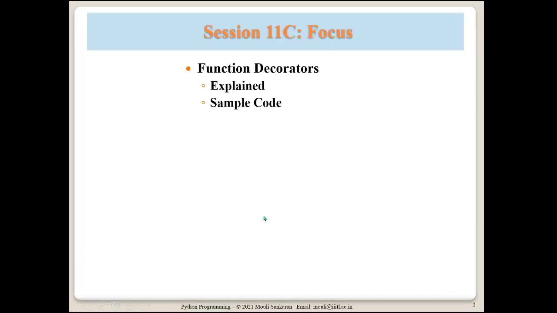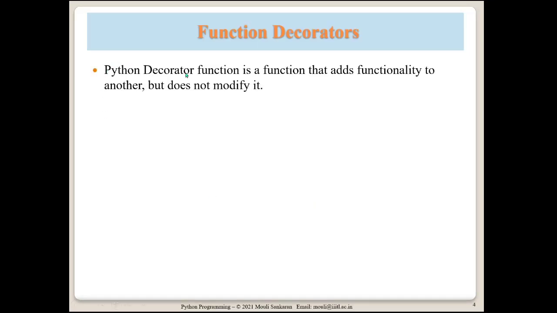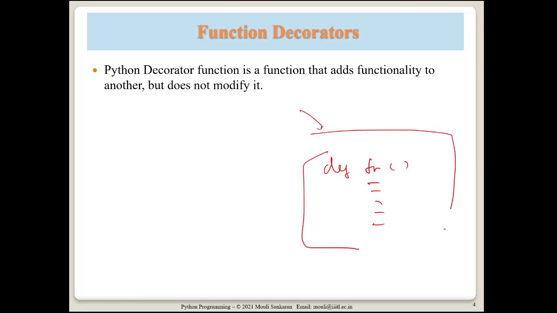So what are function decorators? Python decorator function. A decorator is also a function. A decorator function is a function that adds functionality to another function. What I mean by that is, suppose you have defined a function. In some cases I mentioned inner function and outer function, I explained that to you. Sometimes you want to package this function into some other function. This whole thing is packaged into another function.